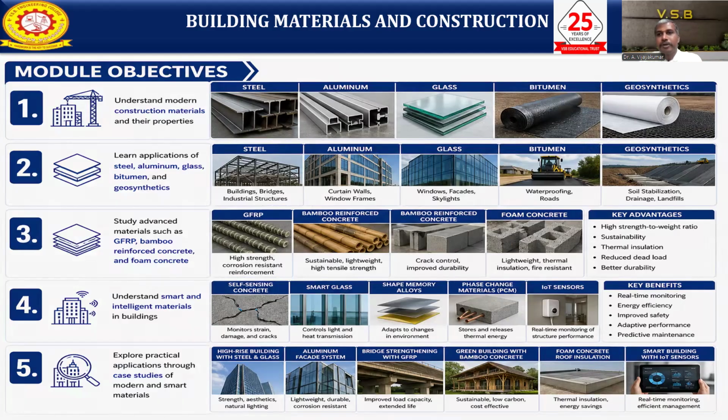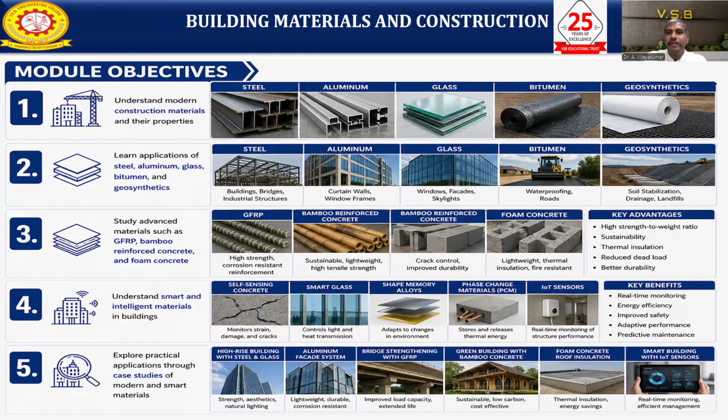What is the student going to learn in this module? The student needs to understand the modern construction materials and their properties. For example, steel is a modern material, and aluminium, glass, bitumen, as well as geosynthetics. So students should know their physical properties, chemical properties, and mechanical properties. Students need to understand this, then only can we select the materials and use them at the appropriate location in civil engineering constructions.